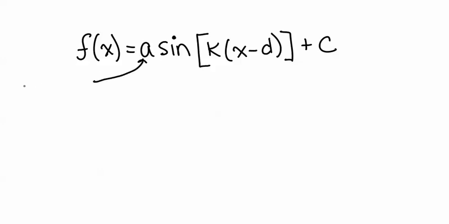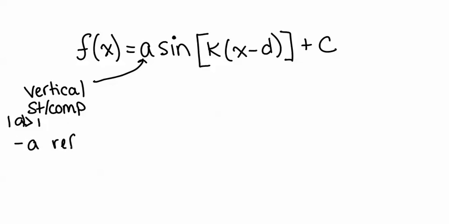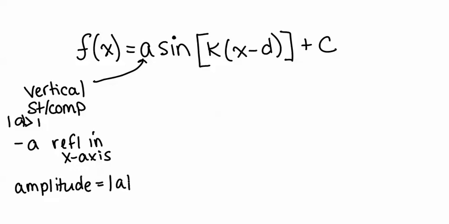A stands for our vertical stretch or compression. If the absolute value of A is bigger than 1, it's a stretch. And if it's in between -1 and 1, then it's a compression. If it's a negative A, then it's a reflection in the x-axis. And A also gives us our amplitude. So the amplitude of our graph is equal to the absolute value of A.